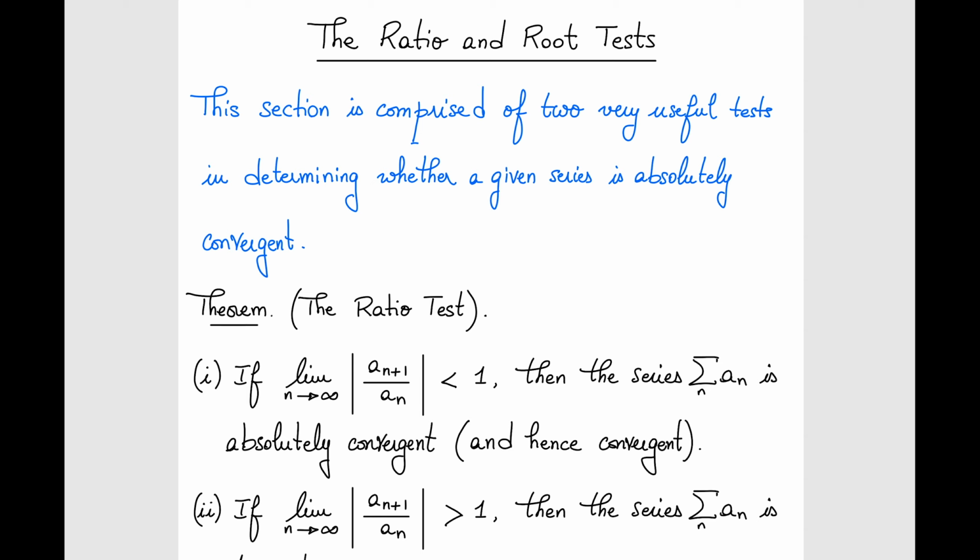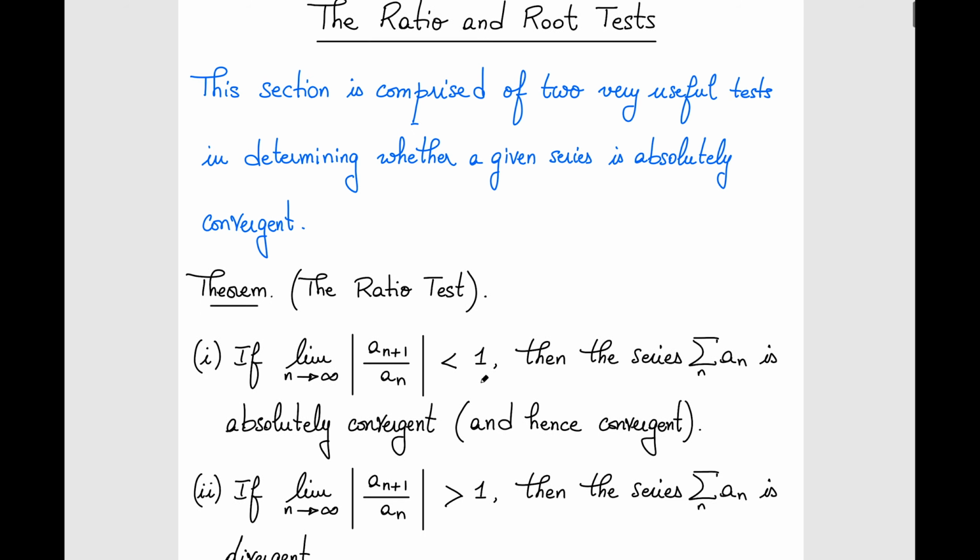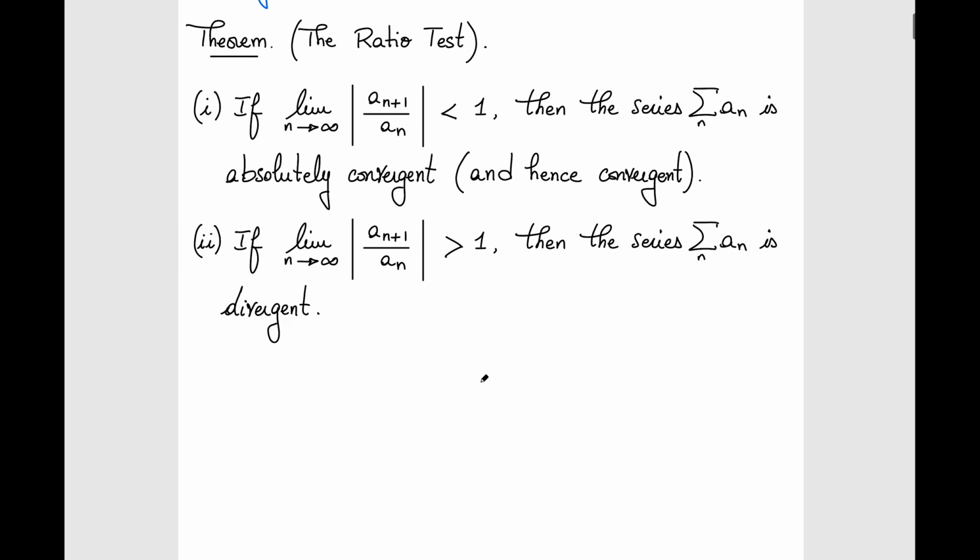In this section, we're going to study two tests, the ratio and the root test, and those tests are going to help us to determine whether a given series is absolutely convergent. The first one, the ratio test, here's the statement.